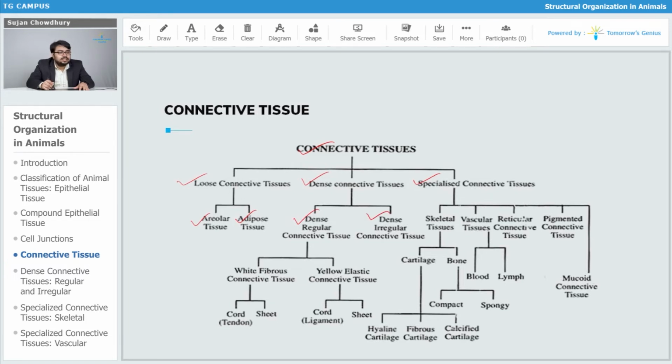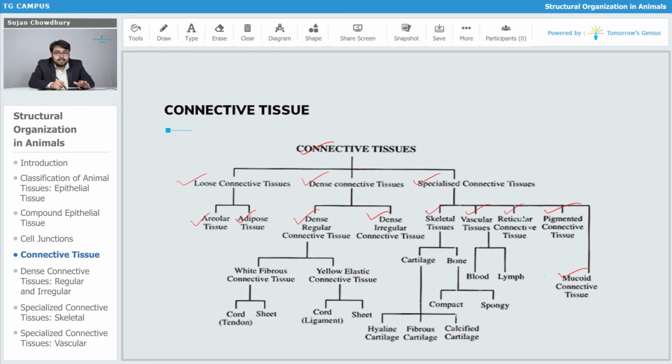On the other hand, the specialized tissues are skeletal tissues, vascular tissues, reticular connective tissues, and pigmented connective tissue. The last one, mucoid connective tissue, is also an example of specialized connective tissue, which is different to a great extent from the rest.